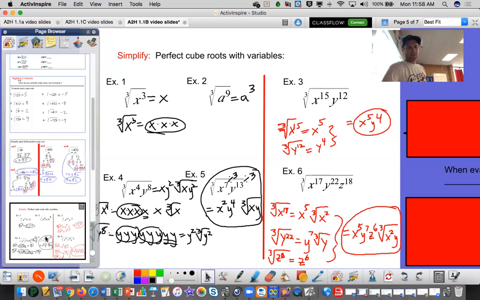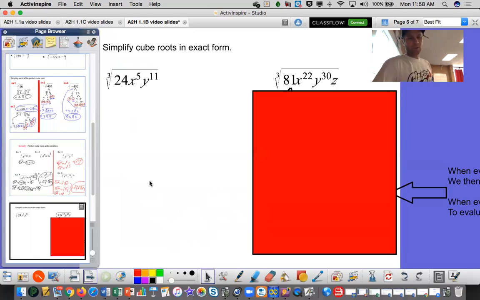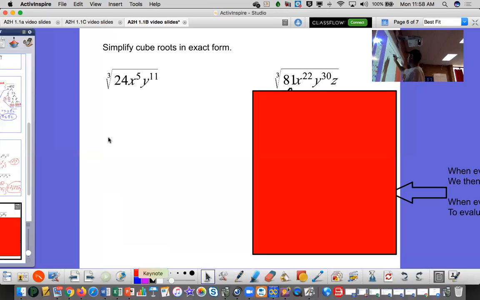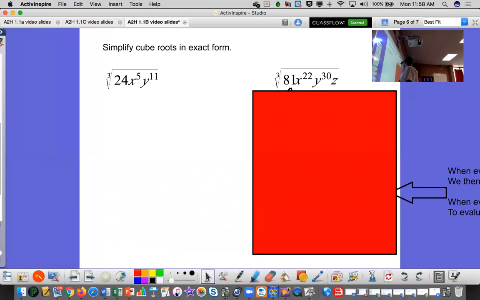Okay, let's put it all together. Variables and numerical values under the radical. Cube root of 24. Cube root of 24, I think of 8 and 3, or maybe I don't think of 8 and 3. Maybe I think of 6 and 4 first. Let's do it this way. So this would be a 3 and a 2 and a 2 and a 2.